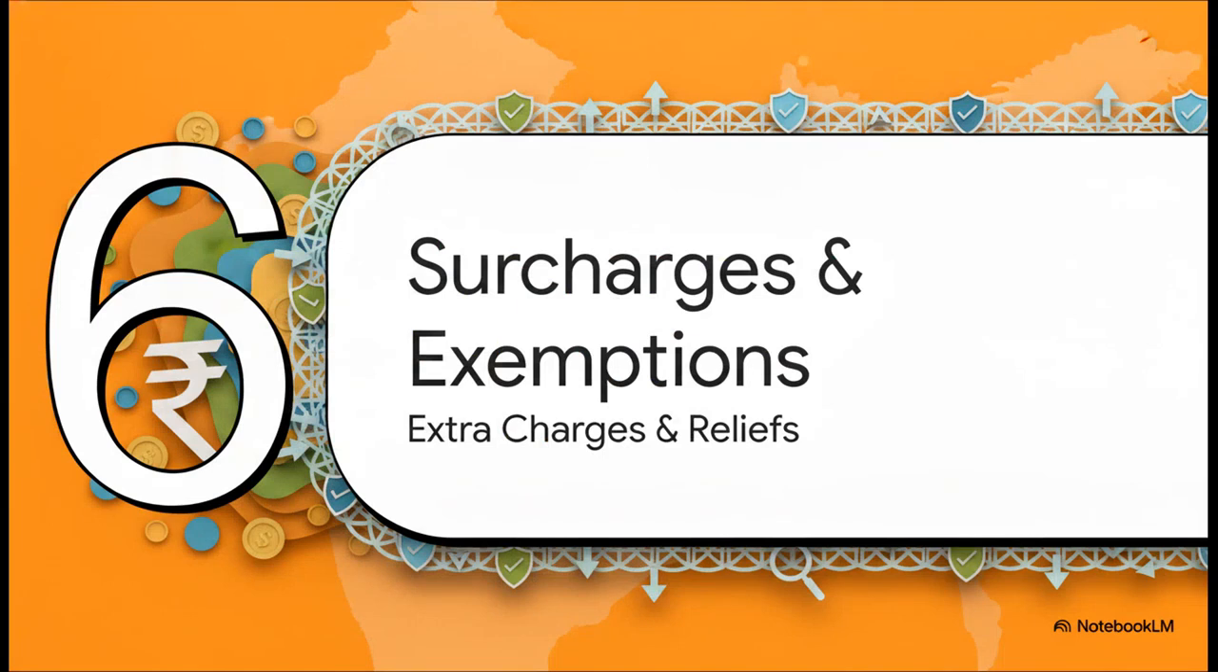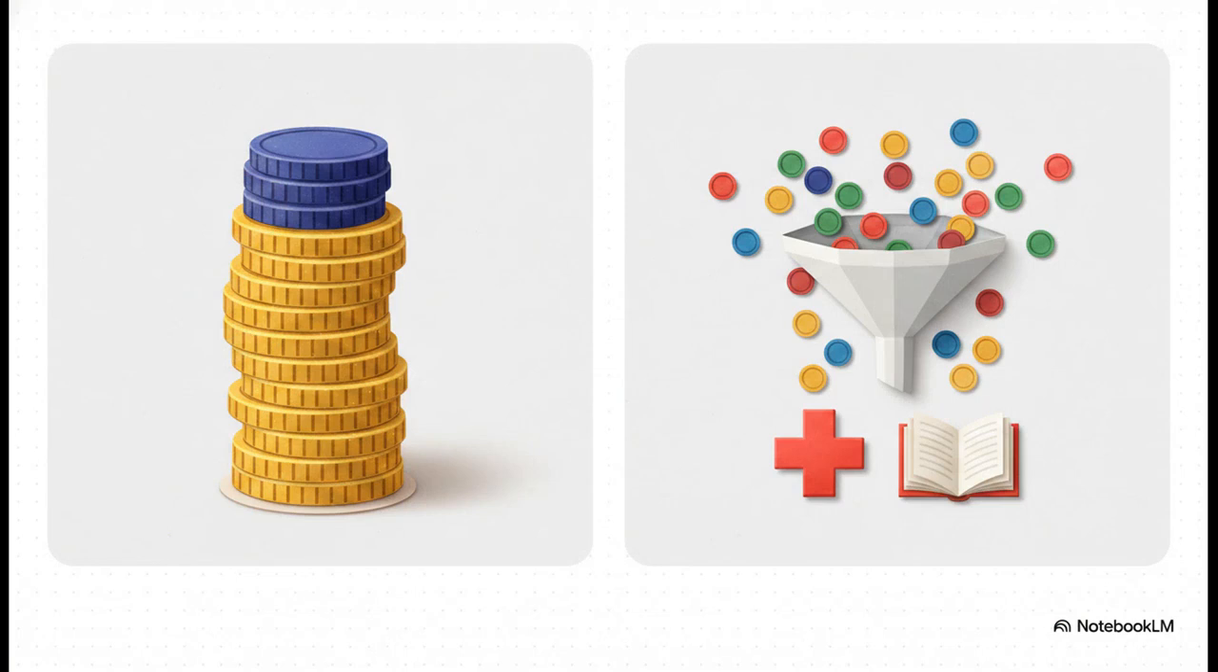Finally, Section 6, surcharges, cesses, and exemptions. Let's get into the most practical part, how this actually hits your wallet. You probably hear surcharge and cess thrown around all the time, right? But administratively, they are totally different beasts. A surcharge is literally a tax on a tax. It's an extra percentage slapped only on the tax bills of high earners. A cess, though, is an extra tax levied on everyone, but it's collected for a very specific, dedicated government purpose, like funding national health and education initiatives.